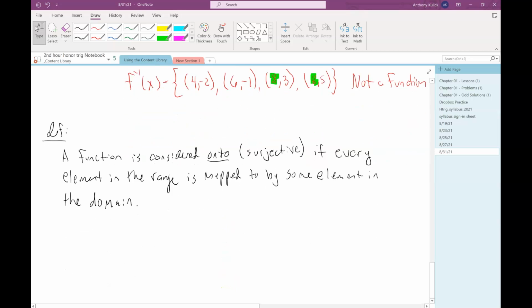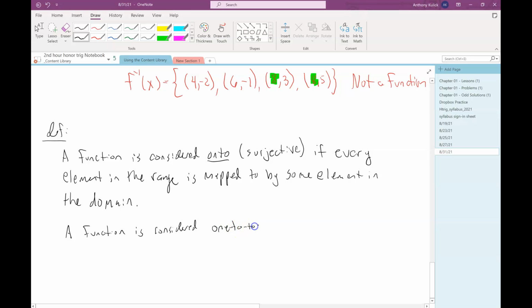So we say that a function is considered onto if every element in the range is mapped to by some element in the domain. And we'll do some examples of this vocabulary in a moment. I'm just going to give you all the vocabulary first, because I can do multiple, or I can do an example for all of the vocabulary with the same example. It just makes it a little bit easier.